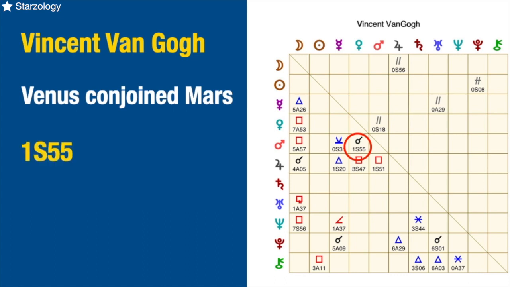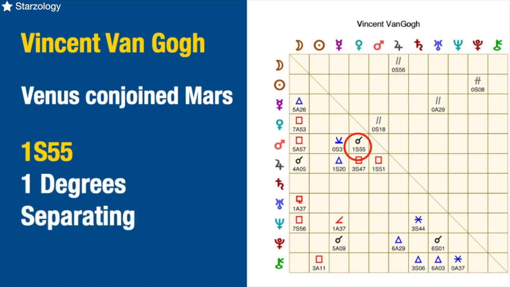Mars. The numbers written below are 1s55, so now you know this means 1 degree separating 55 minutes. So the orb of this conjunction is very tight. It's 1 degree 55 minutes, but it is a separating conjunction between Venus and Mars.